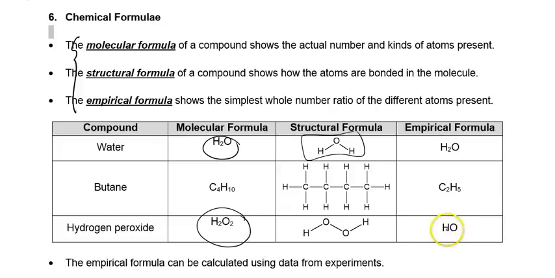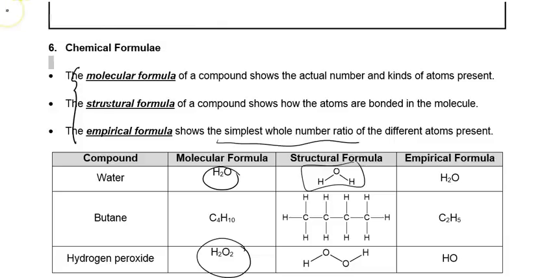So how did I get the HO? This is the simplest whole number ratio. So if we see H2O2, there is a common factor of 2, which means that if I divide by 2 throughout, I will get H1O1. The 1 I do not write in because 1 is simply 1, so I just write HO here. For butane, C4H10, the common factor throughout is 2. So if I divide by 2, I will have C2H5. Right?